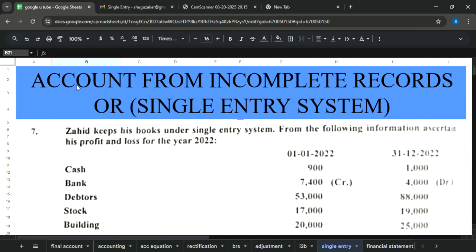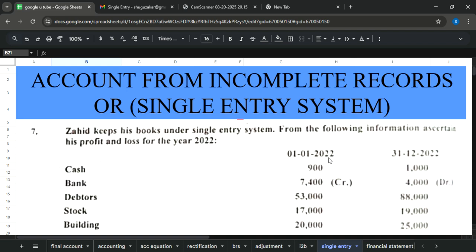Today's target is to solve question number 7. The chapter we are dealing with is accounts from incomplete records, alternate name, single entry system. Look at the shape of the question. Here assets and liabilities are given, but focus upon the date.